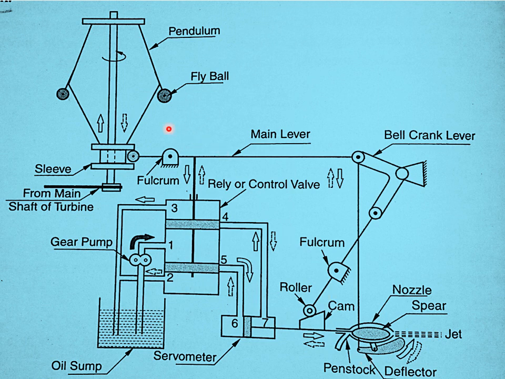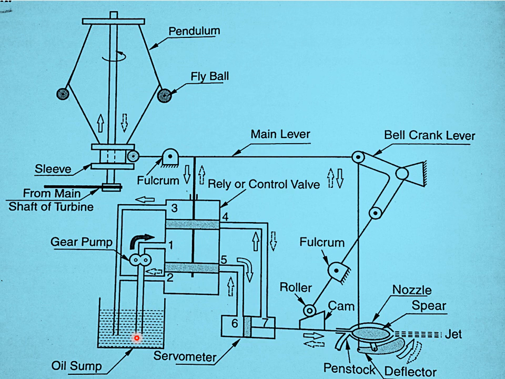And case number two, when the load on the turbine increases and the speed of the turbine runner decreases. This is denoted by the dotted arrow. In that case, the sleeve moves downward, the fly balls move downward, and this moves from upward to downward direction, then it lifts up the piston. So when it lifts up the piston, port 2 and 5 are connected and port 1 and 4 are connected.